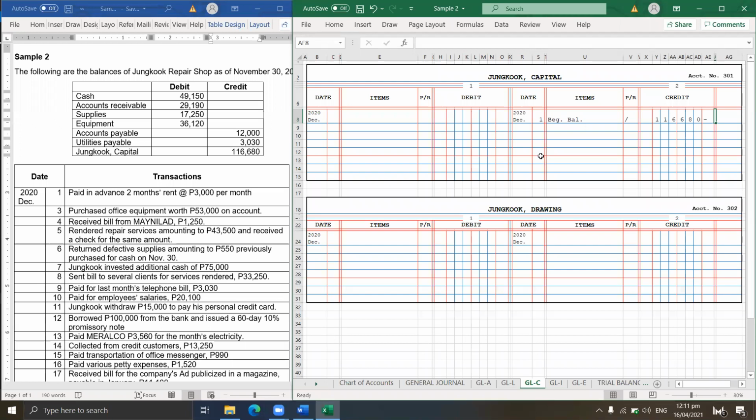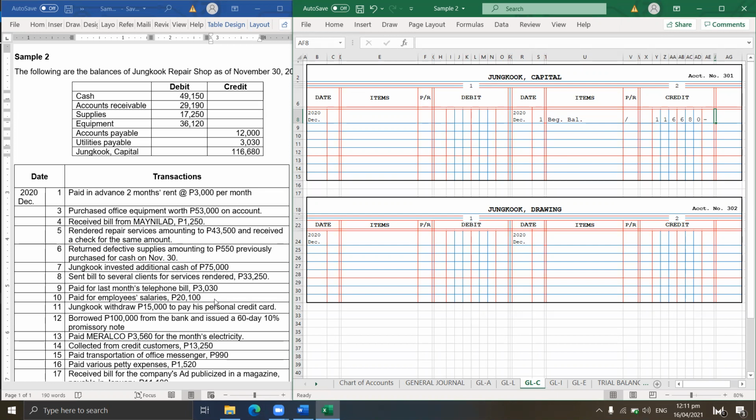Okay, so after nyo pong i-open yung ledger natin by writing the balance of the previous month po natin, then you are now ready to journalize the new transactions for the current month. Okay, so ayan ha, i-open nyo muna yung balances and then saka tayo mag-journalize and post.